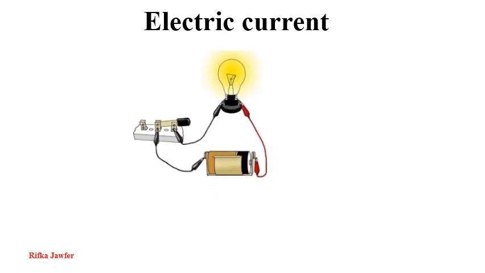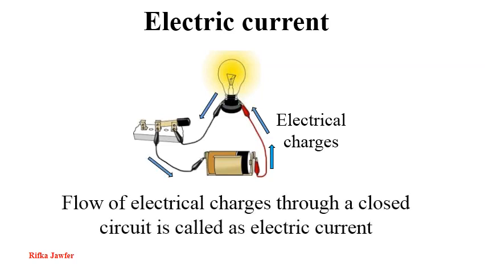You know that for the flow of electric current there should be a closed circuit available, and when the switch is on, the electrical charges will start flowing throughout the circuit. So the flow of electrical charges through a closed circuit is called electric current. Let us further study the flow of electric current through a conductor.